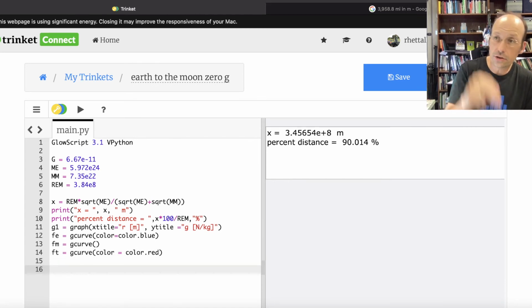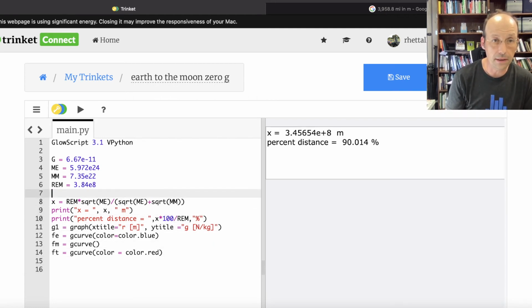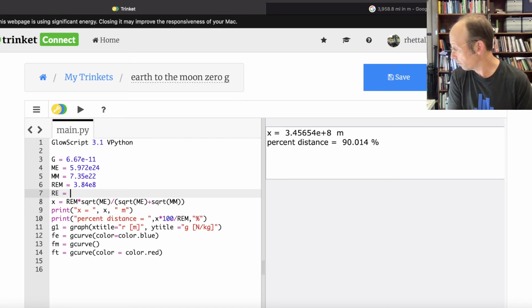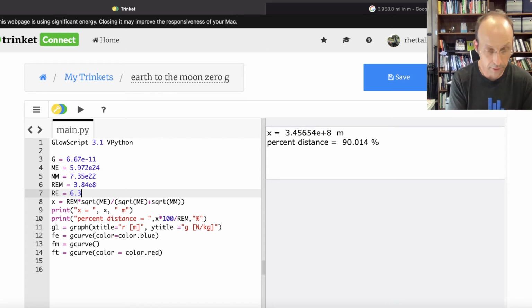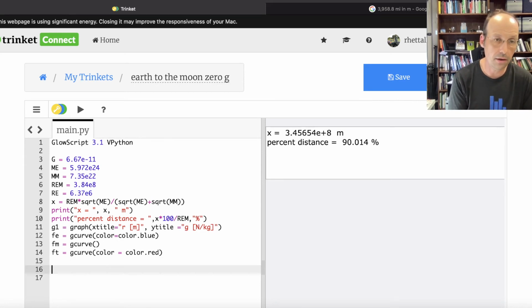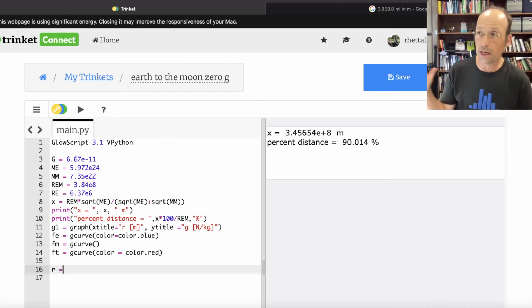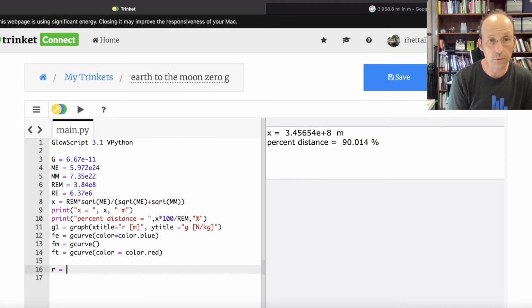So now I need to start with my x value. I'm going to start on the surface of the Earth. So actually, that's a good idea right there. So Re equals, what is it? I wrote it down. 6.37 times 10 to the 6th. That's my starting value. So I can say x, let's say r. And I'm just going to do a scalar version. So r is going to be equal to Re.